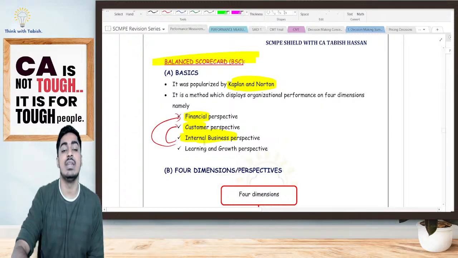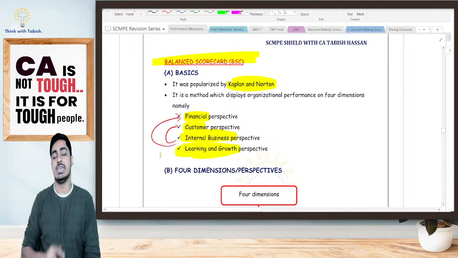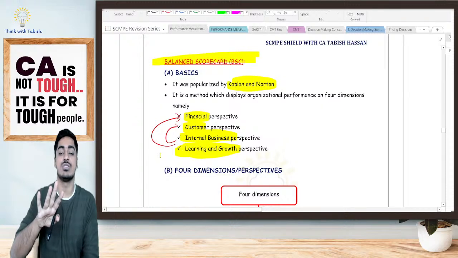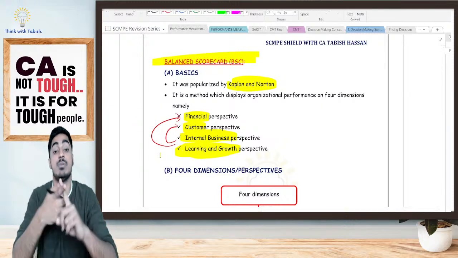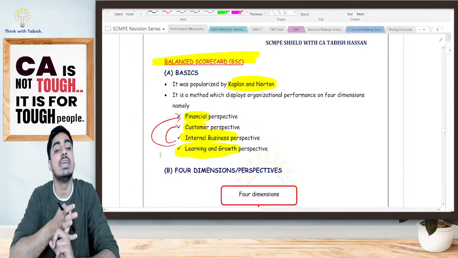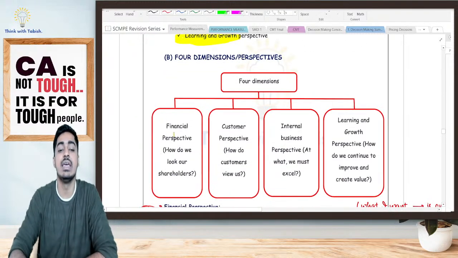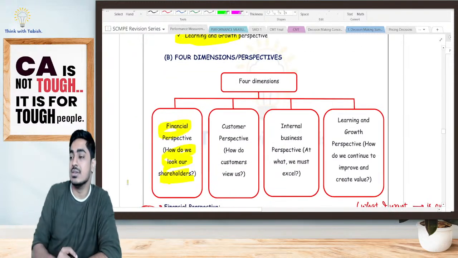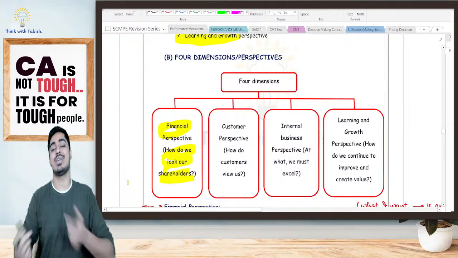Yes, you should be learning and focusing on learning as well as growth as well. Okay, so four dimensions or four perspectives, students. Firstly, I'm having my financial perspective, I'm having my customer perspective, I'm having my internal business perspective, I'm having my learning and growth perspective. Is it clear, students? Financial perspective: how do we look to our shareholders? Whether my shareholders are happy with me or not.